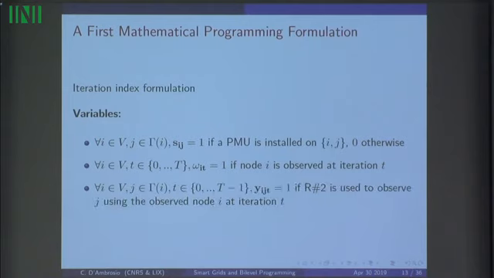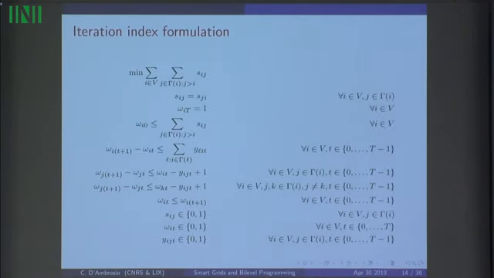Okay. And then the third one is more complicated. For each edge ij and iteration from 0 to T minus 1, we have y_ijt equal to 1 if rule number 2 was used at iteration t to observe node j. Okay, so this is just a kind of modeling issue. So this is how the iteration index formulation looks.